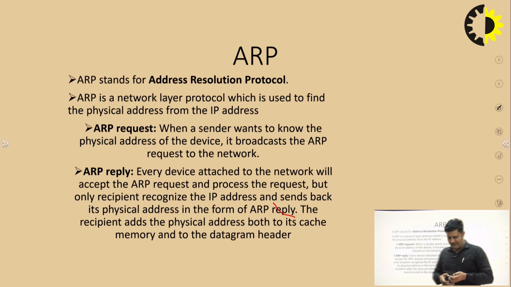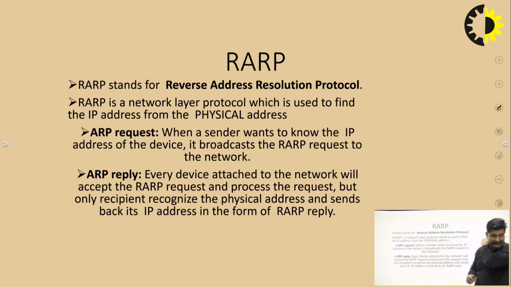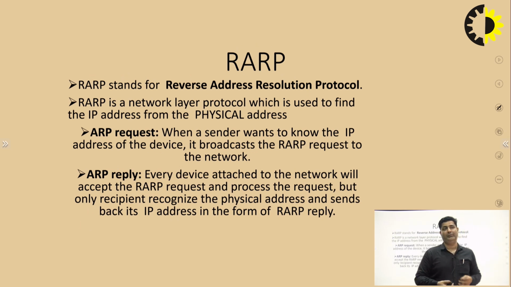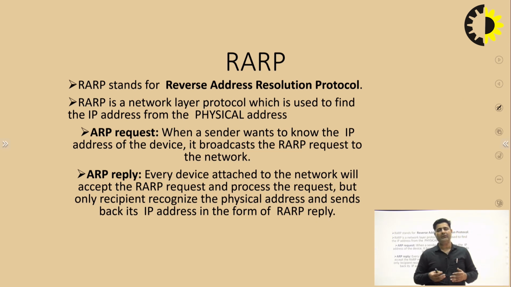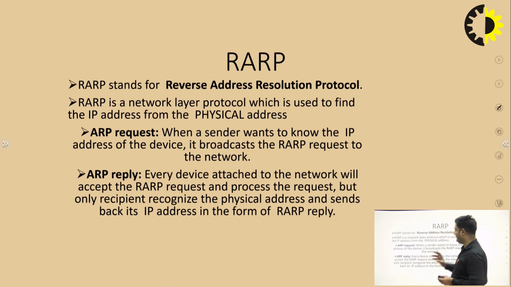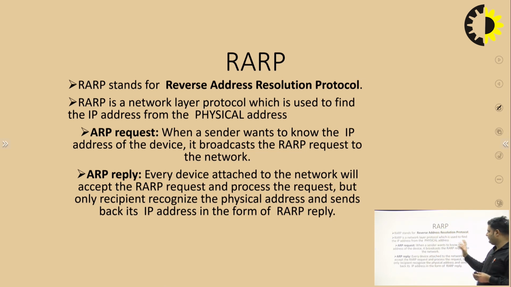Second, we have the RARP. It is known as the Reverse Address Resolution Protocol. It just reverses the ARP. In the ARP we know the IP address of the destination. In the RARP we know the physical address of the destination. So we broadcast the physical address on the network with the help of this RARP. RARP is used in the network layer to find the IP address from the physical address.